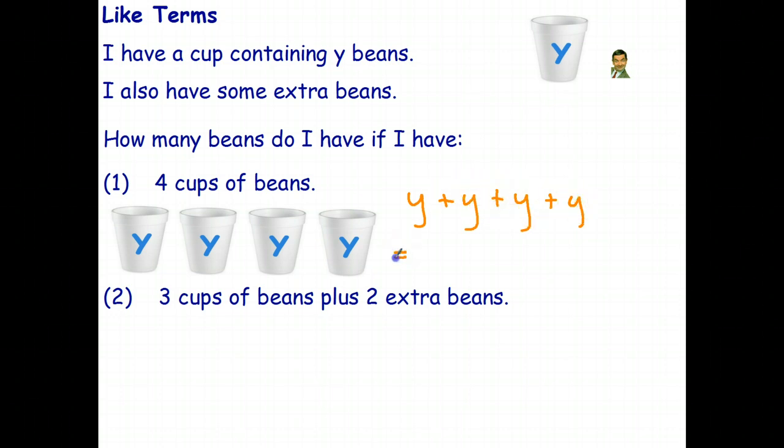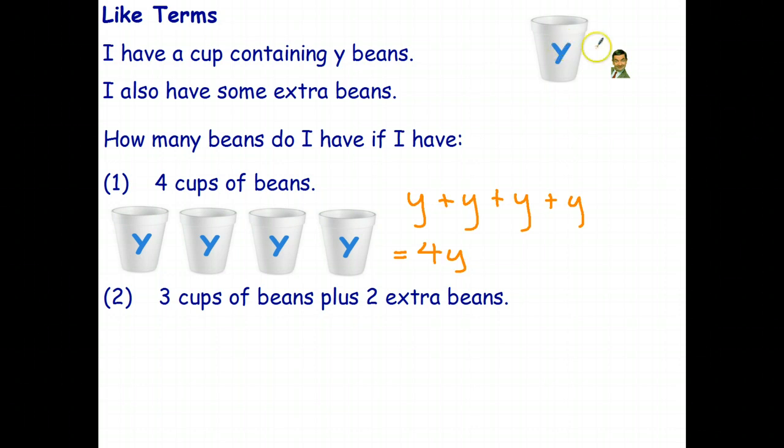And if you remember back in your primary school days, if you've got 3 plus 3 plus 3 plus 3, for example, you can rewrite that as 4 times 3. So in this case, y plus y plus y plus y can be rewritten as 4 times y or just 4y. So algebraically speaking, if I have 4 cups of beans, I have 4y beans altogether.